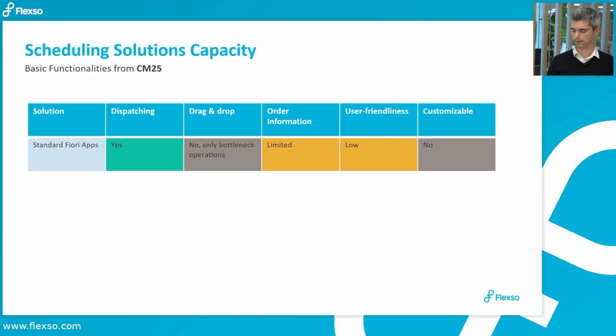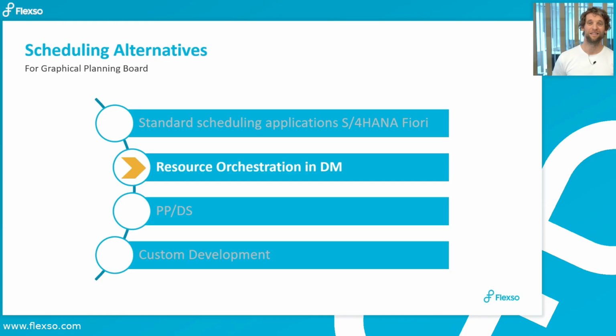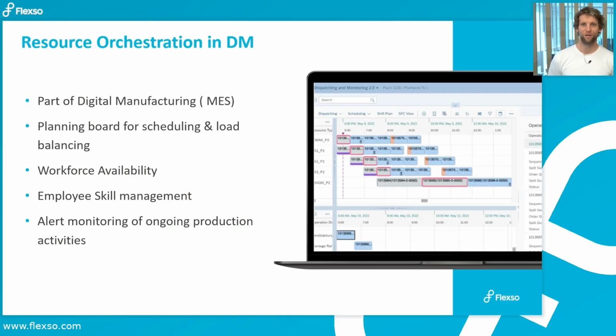All right. That brings us to the second alternative. Yes, so now we turn to the alternatives which actually do offer a functional scheduling board in the form of a Gantt chart. And the first one we would like to discuss of those options is the resource orchestration in DM. Maybe first a little bit of context on DM. What is DM? Because it's another SAP acronym, of course.